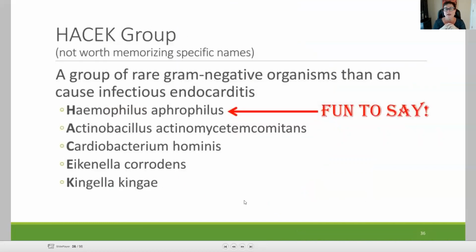So, the HACEK group. I don't know how to say it. This used to be, when I was a newer nurse, what was thought to be a very common cause of endocarditis. But that certainly does not show up in the evidence now. But it is a number of different gram-negative organisms that can cause infectious endocarditis, and I'm not even going to try to say them.